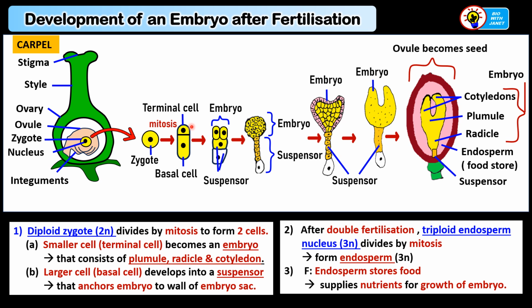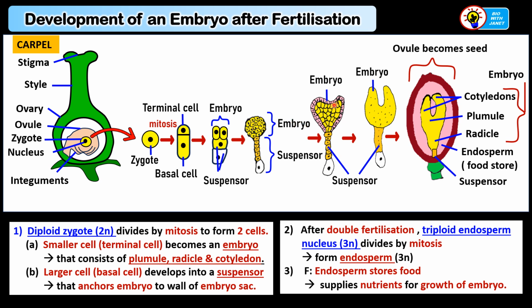The upper cell here is called the terminal cell. It's the smaller cell, which becomes an embryo through mitosis. It will develop and divide and form more and more cells. As you can see here, there are 3 cells now. All these processes, the arrow represents the process called mitosis. From 3 cells after mitosis, it forms a ball of cells, and the embryo keeps growing.